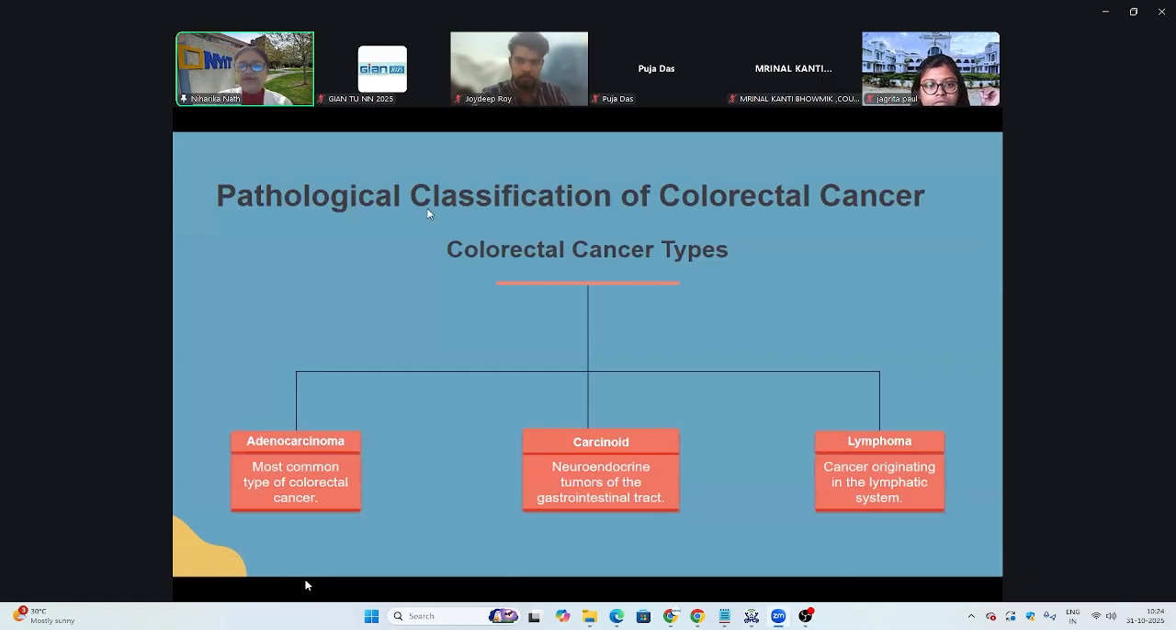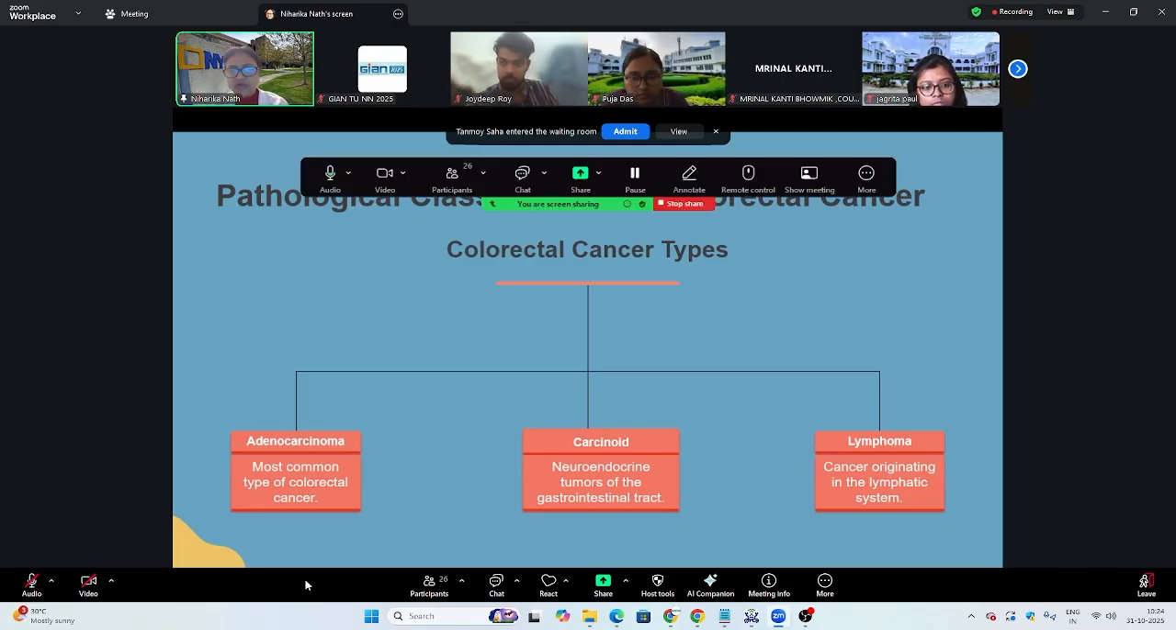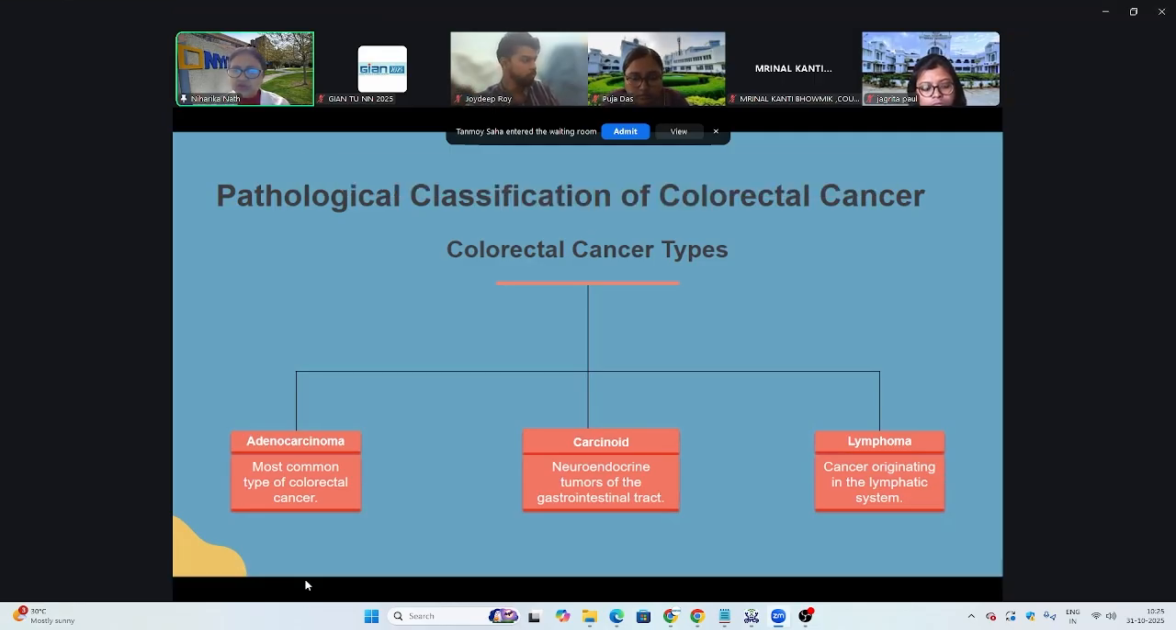So now some pathological classifications of colorectal cancer types. There are three major types, and the most common type is the adenocarcinoma. The other two are carcinoid, or lymphoma. So it originated in the lymphatic system and very quickly spread to and caused colorectal cancer. So three types.